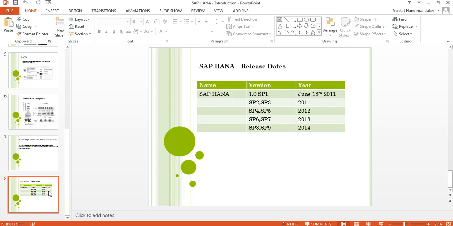In the next session, I'll explain the rapid deployment solutions, which is another software component that can be installed in HANA, and the different deployment options you have available for SAP HANA.